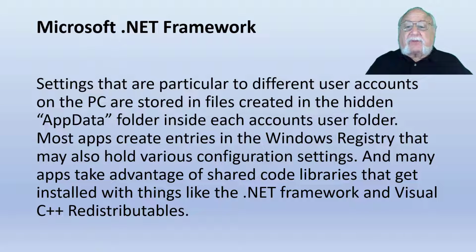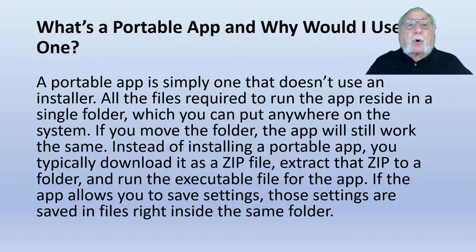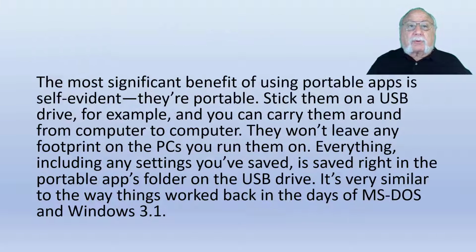And many apps take advantage of shared code libraries that get installed with things like the .NET framework and Visual C++ redistributables. A portable app is simply one that doesn't use an installer. All of the files required to run the app reside in a single folder, which you can put anywhere on the system. If you move the folder, the app will still work the same. Instead of installing a portable app, you typically download it as a zip file, extract that zip to a folder, and run the executable file for that app. If the app allows you to save settings, those settings are saved right inside that same folder.